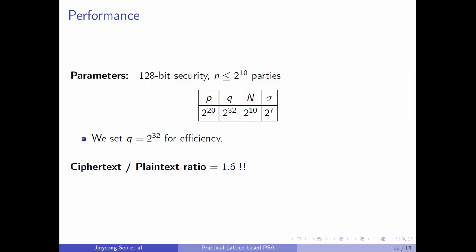To check the performance of our PSA scheme, we implemented it at proof-of-concept level. We set the upper bound for users at 2^10, and we set the ciphertext modulus Q to 2^32, so that the modular operation over Q can be efficiently supported by int32 operations. As a result, our parameters provide an expansion ratio which is above 1.6, which is very small.